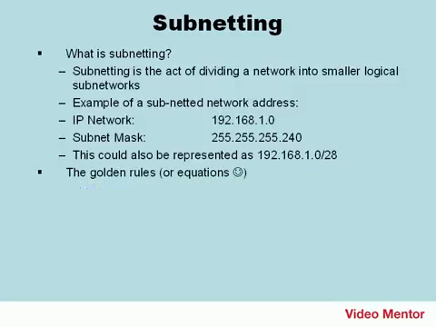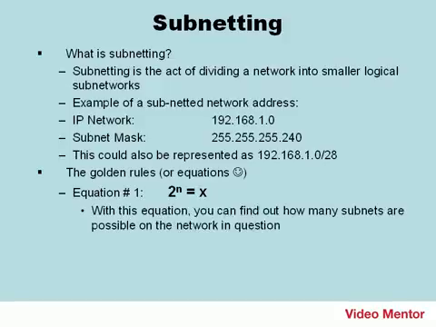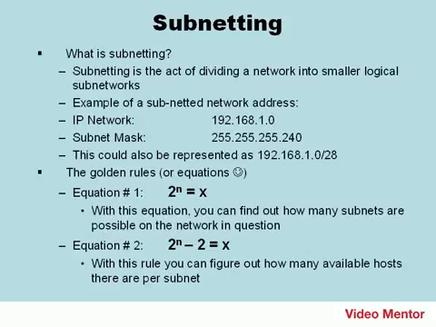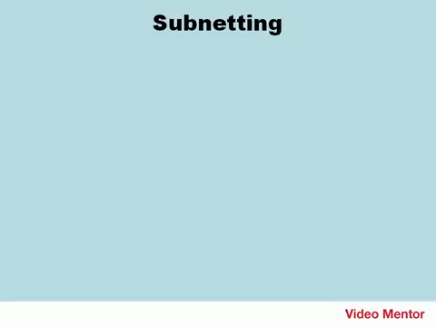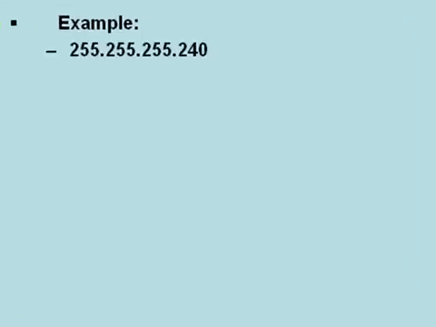Let's talk about the golden rules or equations I like to use. Equation 1, 2 to the n power equals x. With this equation, you can find out how many subnets are possible on the network in question. And equation 2, 2 to the n power minus 2 equals x. With this rule, you can figure out how many available hosts there are per subnet.